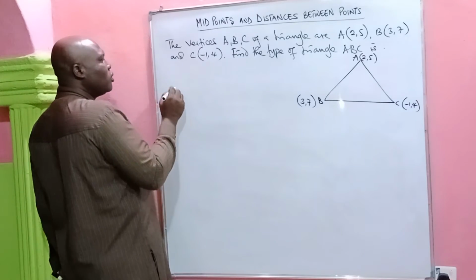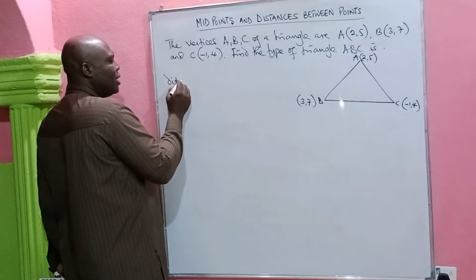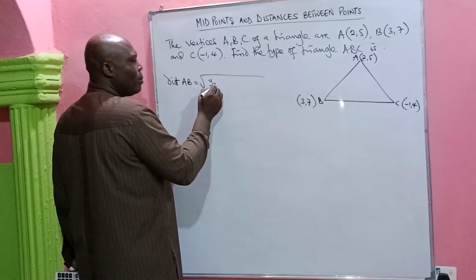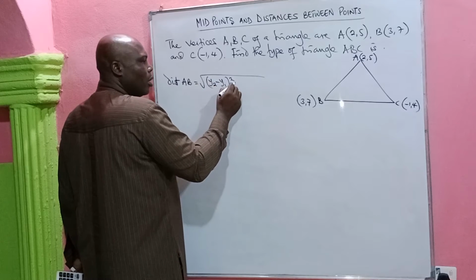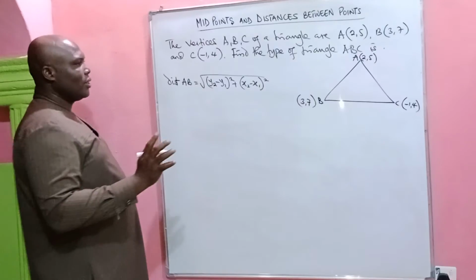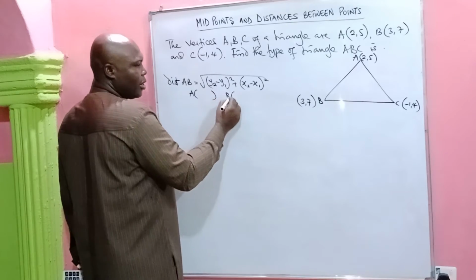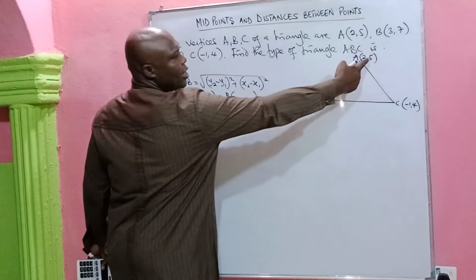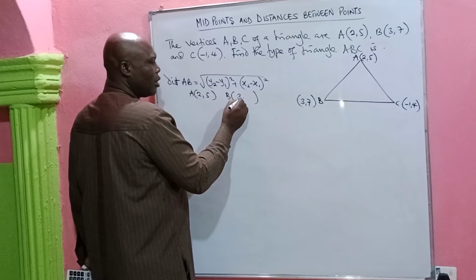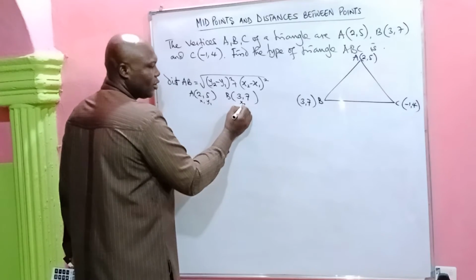Okay, so first and foremost, let's look for the distance. The distance from A to B, the distance AB. Of course, we know the formula is what? y2 minus y1 all squared plus x2 minus x1 all squared. That's how it is. Okay, so A here and then B here. So we want to pick out AB. A 2 and 5 and then B 3 and 7. And please don't forget, this is still x1 y1 and this is x2 y2.